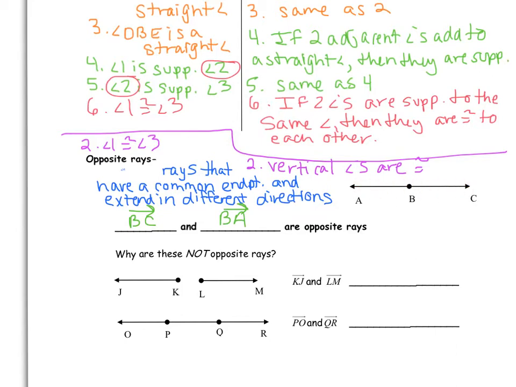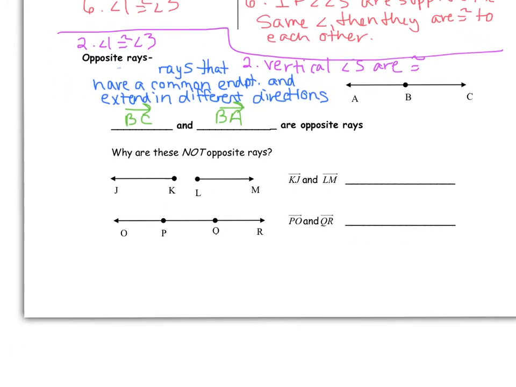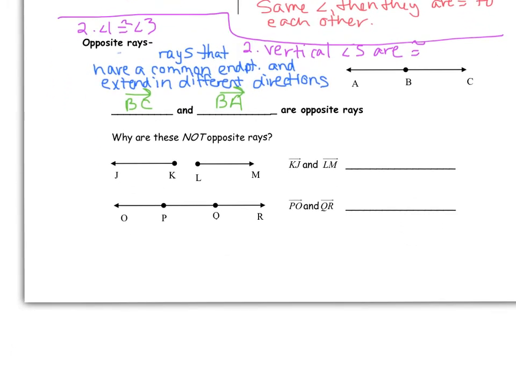So let's look at why some of these are not opposite rays. Ray KJ and ray LM are not opposite rays because they have no common endpoint. You could also consider that they may or may not be collinear. We don't know because they're not drawn as part of the same line. In the next picture, ray PO and ray QR again have no common endpoint.